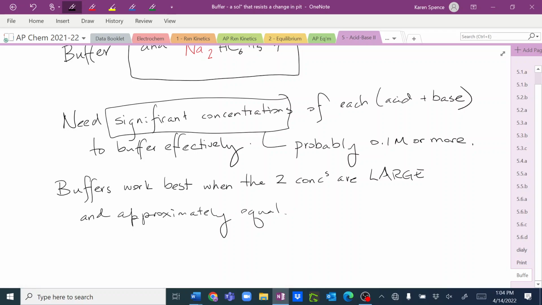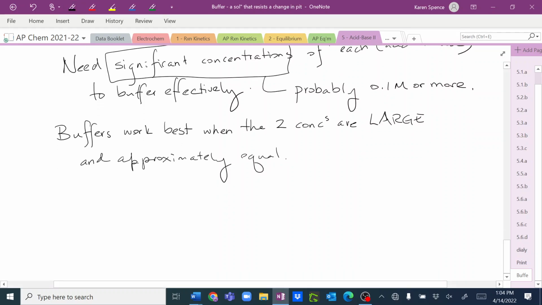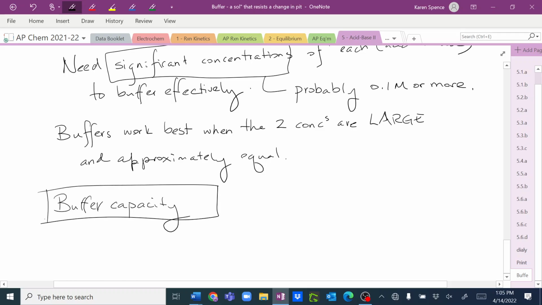Okay, so 0.1 or more, but like I said, you will sometimes see concentrations smaller than that, and it is still considered a buffer. It's just a buffer without as good a buffering capacity. It will run out of either acid or base sooner than you might want. So that's what they mean by buffer capacity. How much acid and base can you add before it stops buffering, before it stops keeping the pH close to where you want it?